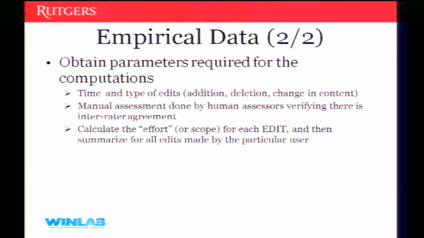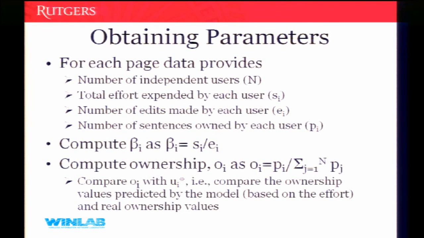Yeah. So in this, there were 2 human assessors who used some inter-user rating agreement, and they calculated the total effort or scope of every edit that was made on the page. They do this for every user, and based on this they come up with an average effort expended by the user overall, and then they look at the number of edits made by each user. So when I divide this by this, that gives the beta i for the user. Beta is like a unit effort.